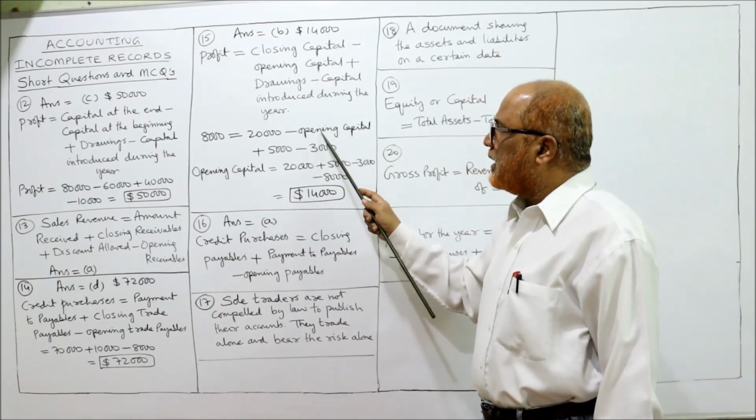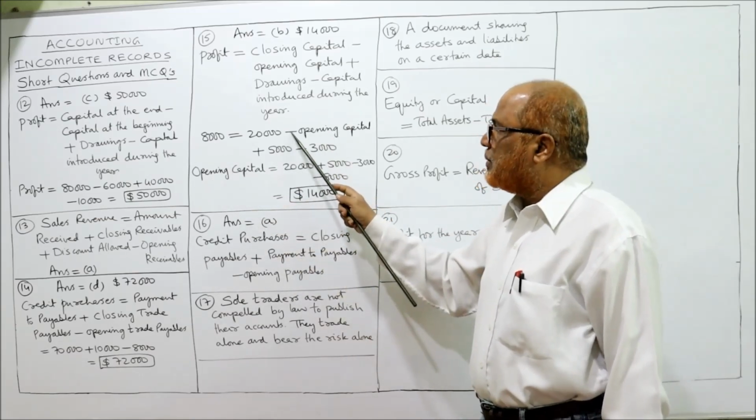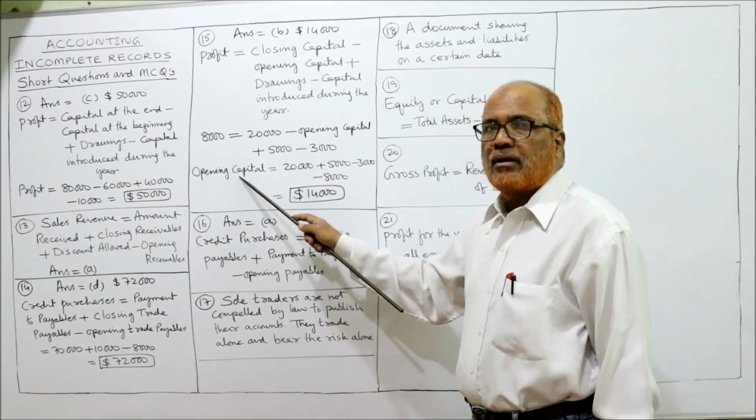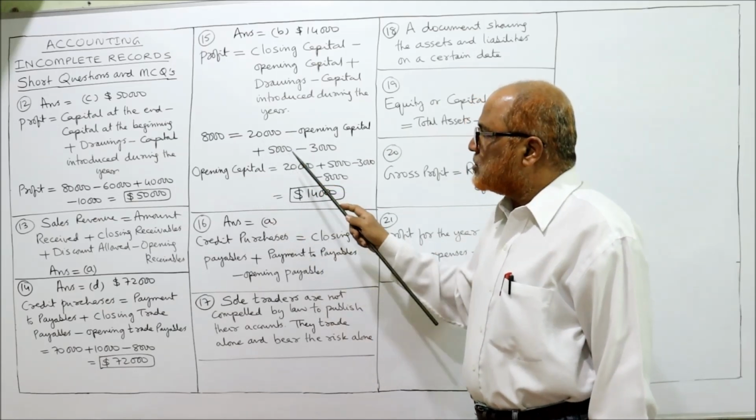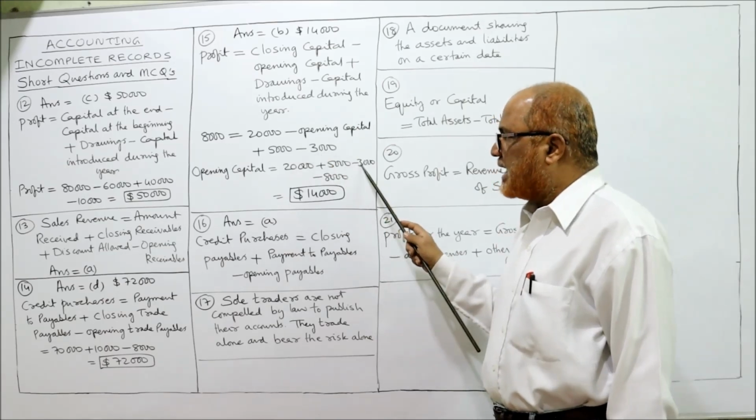Now take this opening capital to LHS. Right now it is on RHS. So minus opening capital will become plus opening capital. Right? Keep this 20,000 as it is, plus 5,000 as it is, minus 3,000 as it is.